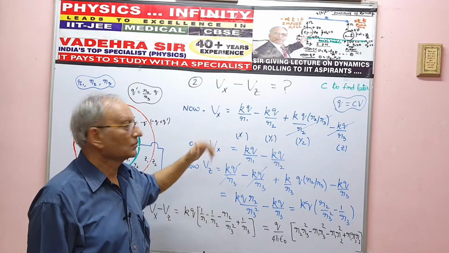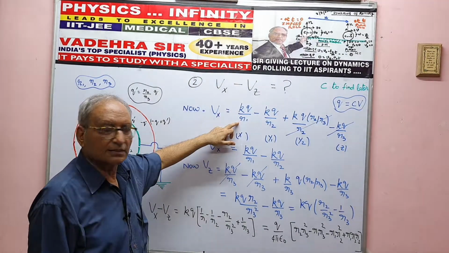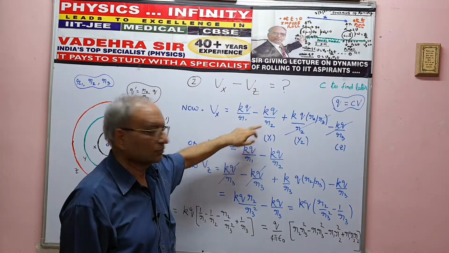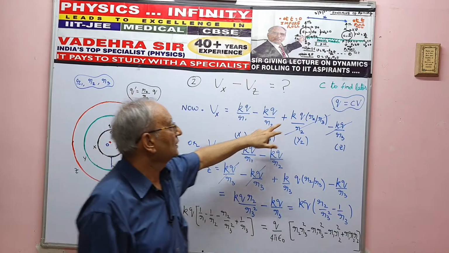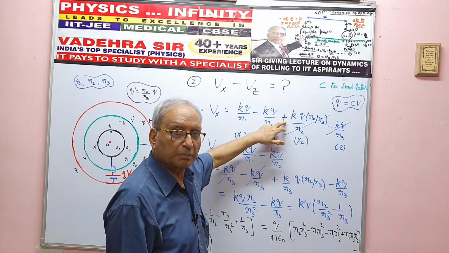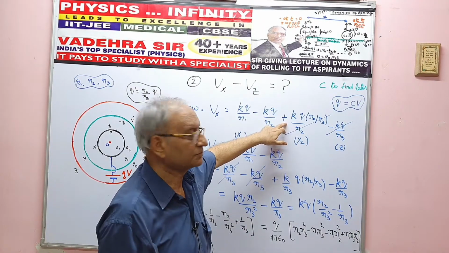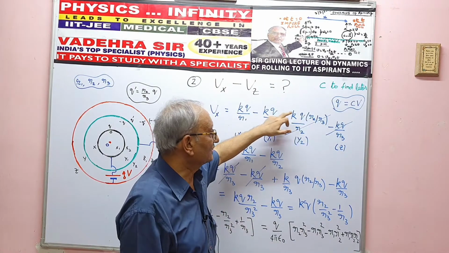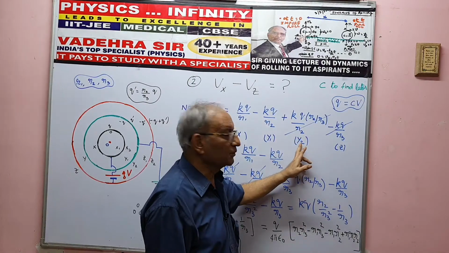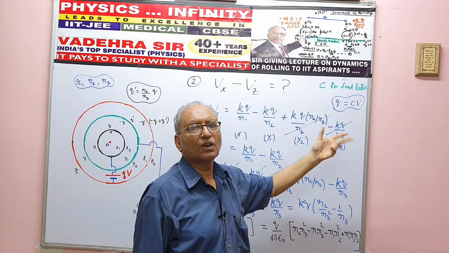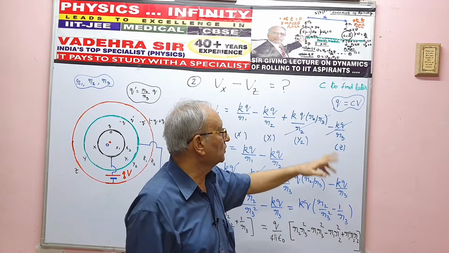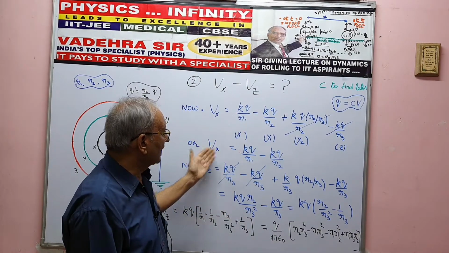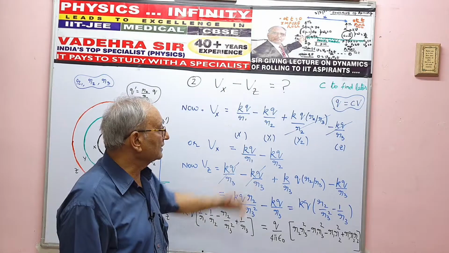So Vx is equal to kQ by R1 due to the plate X, minus kQ by R2 due to Y1, plus kQ dash upon R2, but Q dash is Q into R2 by R3. I just put that value, that is the contribution of Y2. And the contribution of Z, total Z charge is minus Q, so minus kQ by R3. Easy, that gives me Vx equal to kQ by R1 minus kQ by R2.